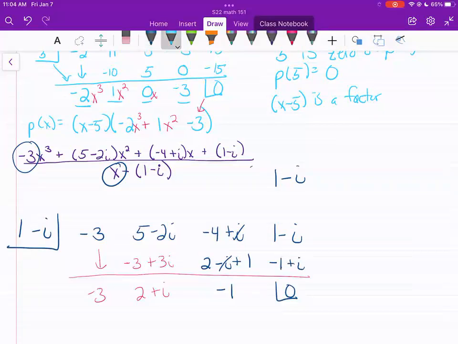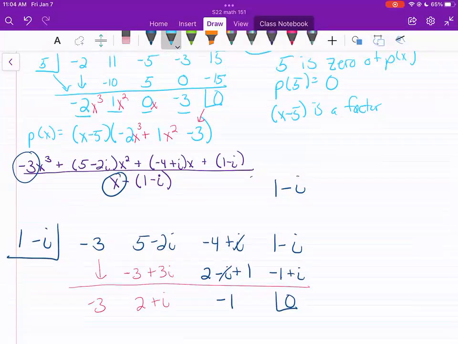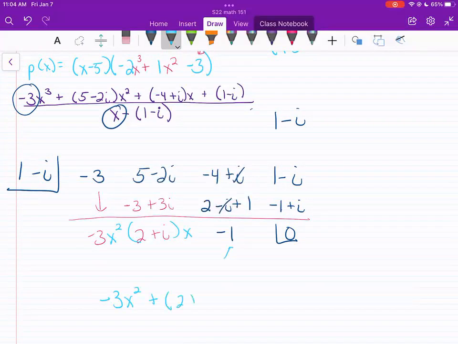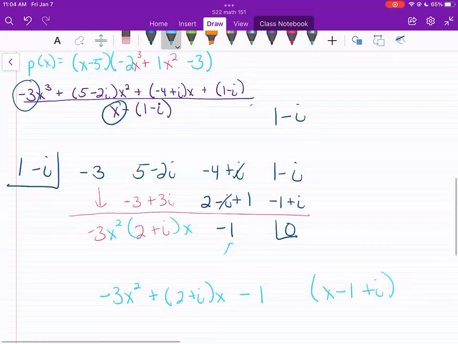I'm going to go back and put in my degrees. This is going to be my constant term. This is going to be my x term, and this is going to be x squared. So I end up with -3x squared plus (2 plus i)x minus 1. And we know that x minus (1 minus i) is a factor.